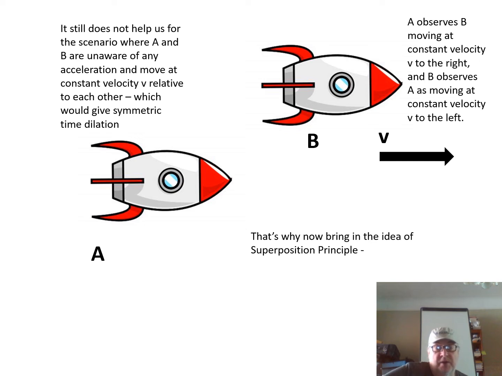It, however, does not help us for the following situation where A and B are unaware of any acceleration and move at constant velocity v relative to each other, which would then give symmetric time dilation. A observes B moving at constant velocity v to the right, and B observes A as moving at constant velocity v to the left. So this is why we should now bring in the superposition principle.